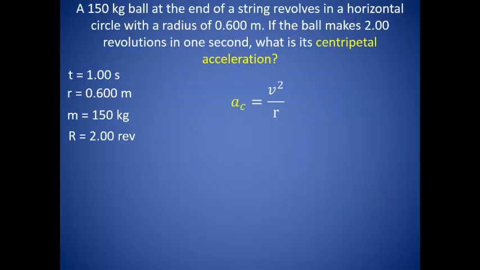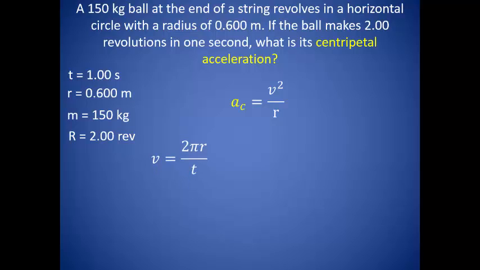So say we have a 150 kilogram ball at the end of a string that revolves in a horizontal circle with a radius of 0.6 meters. If the ball makes 2 revolutions in 1 second, what is its centripetal acceleration? Well, we're looking for centripetal acceleration. We have time, the radius of the circle, the mass, and the number of revolutions. But in our equation, we need to know velocity.